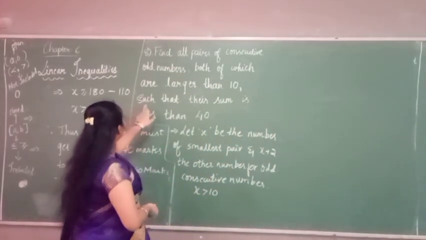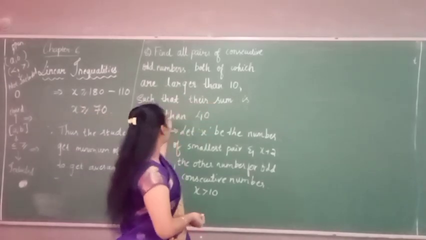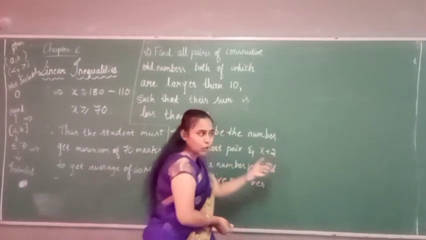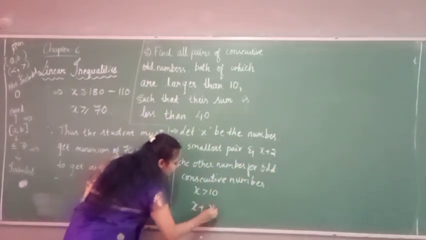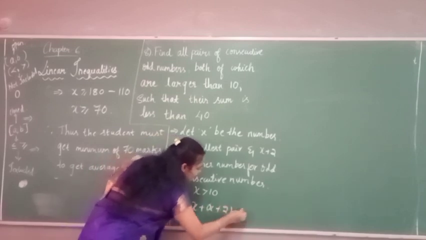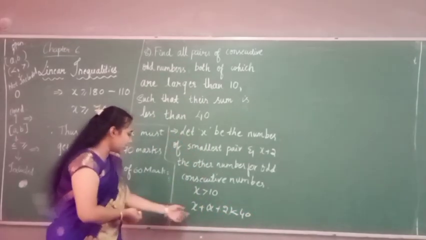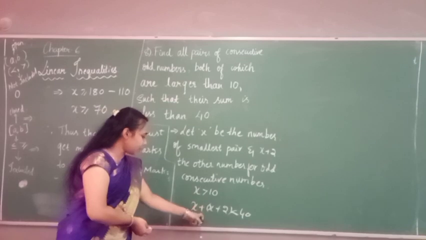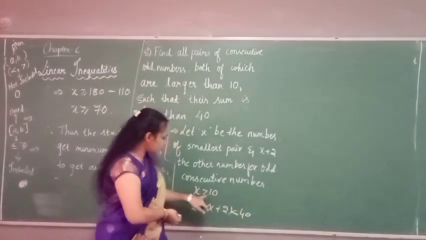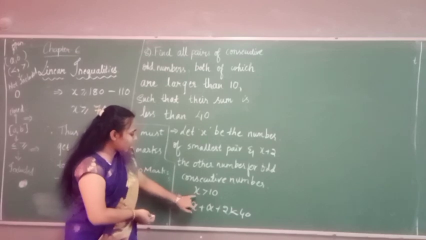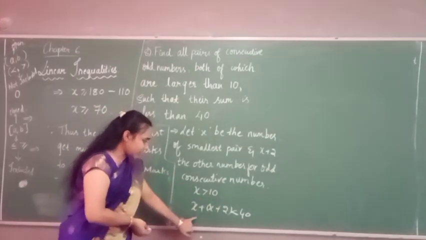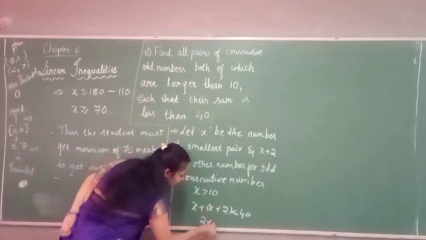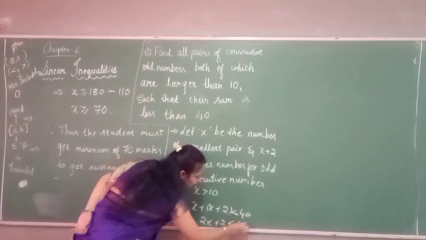Next, we will move on to the next statement, that is, such that their sum is less than 40. Which sum is less than 40? That is x and x plus 2 is less than 40. Is it clear? Their sum, it is good. So the first one and the second one are connected with this symbol, which is less than 40. This is already solved. We know that one interval is already x greater than 10. So we need to solve for the second one. So what are we getting here? x and x plus 2, which is nothing but 2x plus 2 is less than 40.